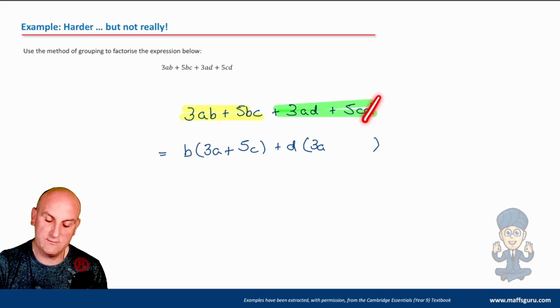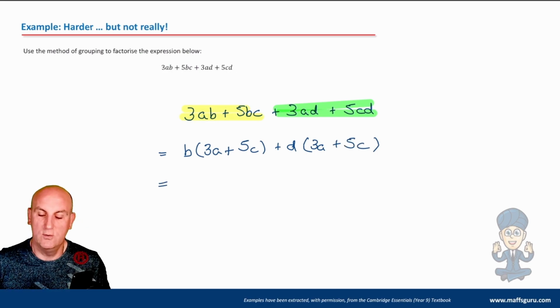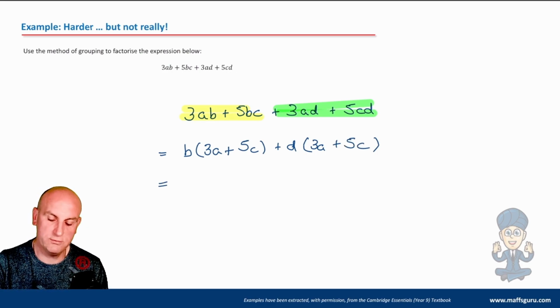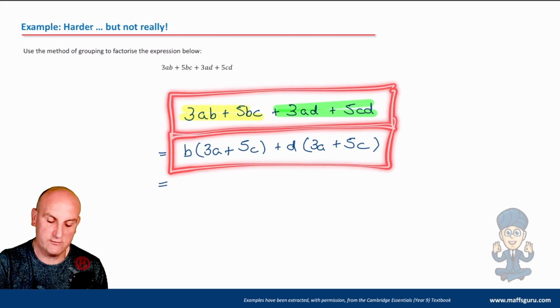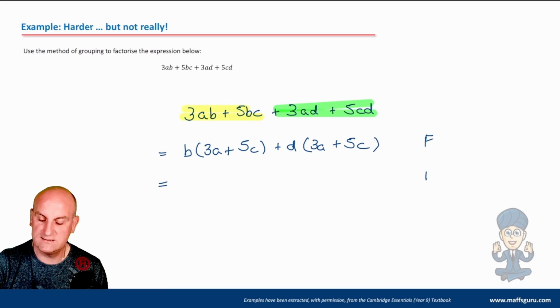So let me see, the D goes missing from there. It leaves me with a plus 5C. So I'm going to write plus 5C there. I've gone from 4 terms to 2 terms. So I factorized, and I'm going to factorize again.